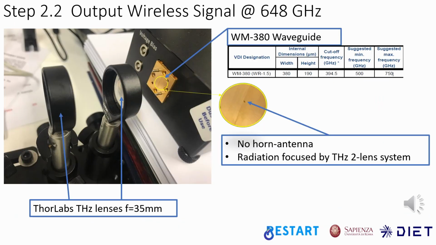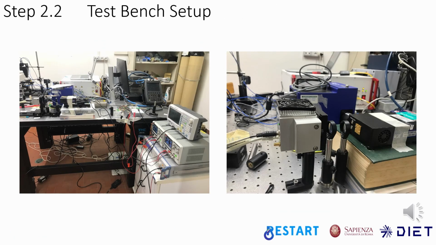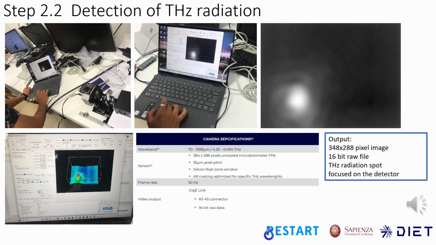The output terahertz wireless signal is focused by 2 terahertz lenses on the microbolometric camera. We use a Micro-XCAM uncooled microbolometric detector and a Thorlabs terahertz 2-lens system. This picture shows the complete characterization setup, from signal generation to terahertz camera detection. The terahertz signal is detected and processed as a light spot image.